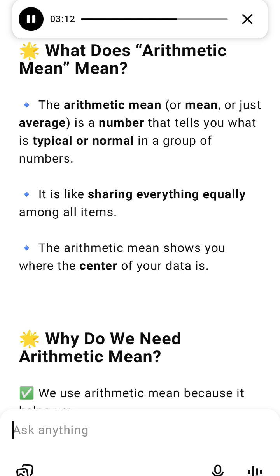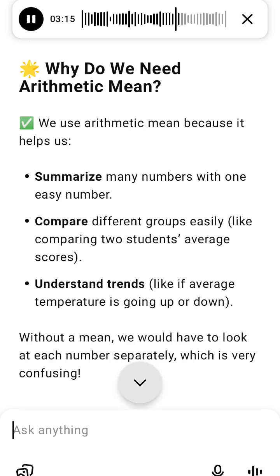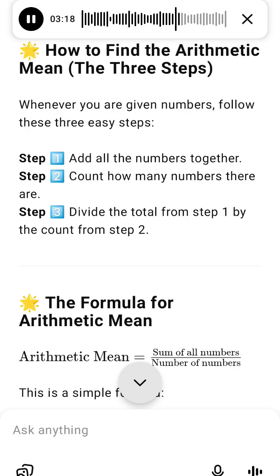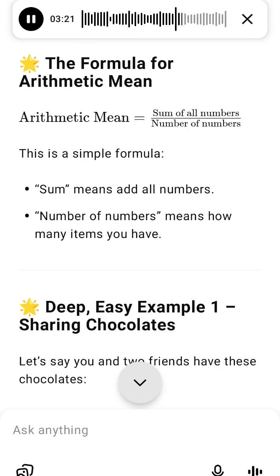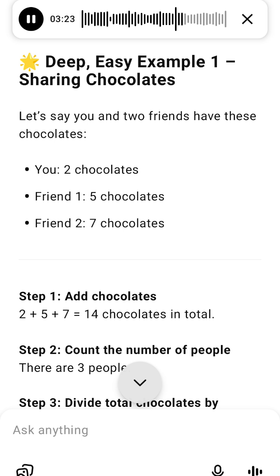Example C, run scores: 36, 35, 50, 40, 60, 55, totaling 282 runs. Divide by 6 innings, 282 over 6 equals 47 runs. Arithmetic mean equals 47 runs per inning.